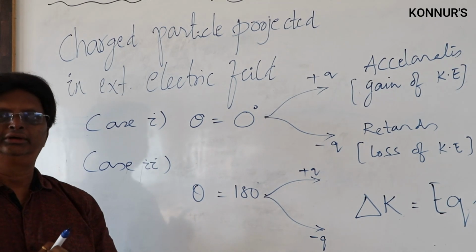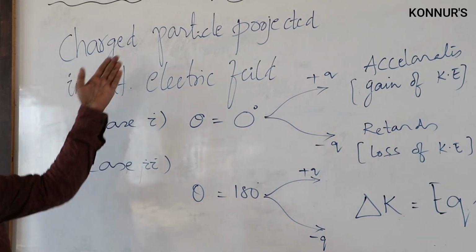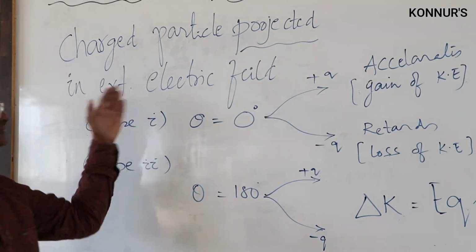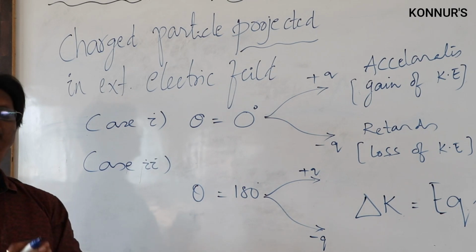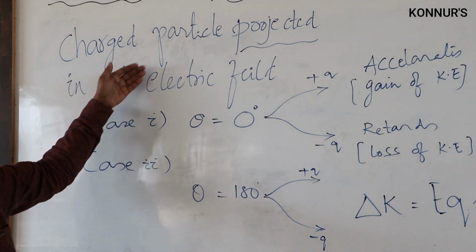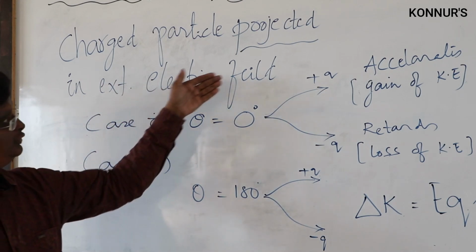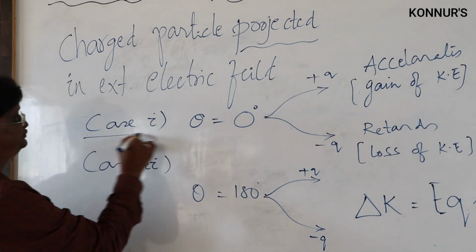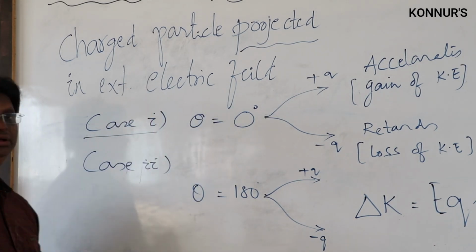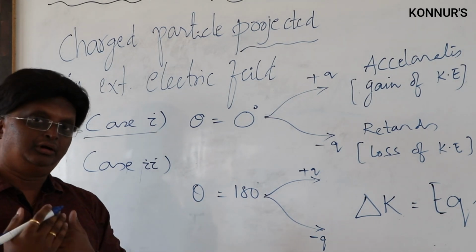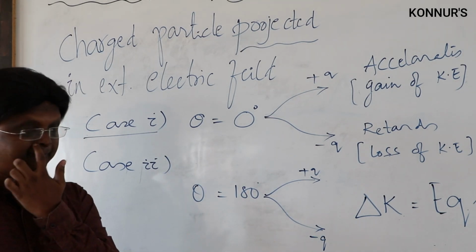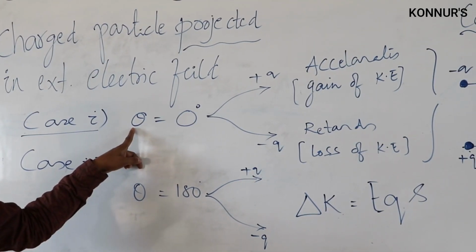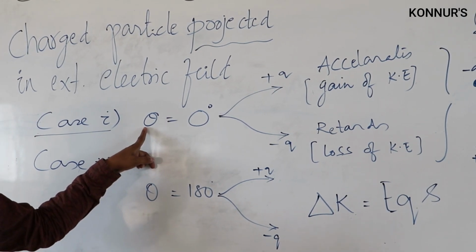So one more important concept would be a charged particle projected, thrown in external electric field. So with certain initial velocity, the particle is projected in external uniform electric field. Again here I am discussing the three cases. Suppose the case 1, theta equal to 0 degrees. The charged particle is projected along the electric field. In such a case, yesterday's definition you will remember, F is equal to EQ and the direction also.